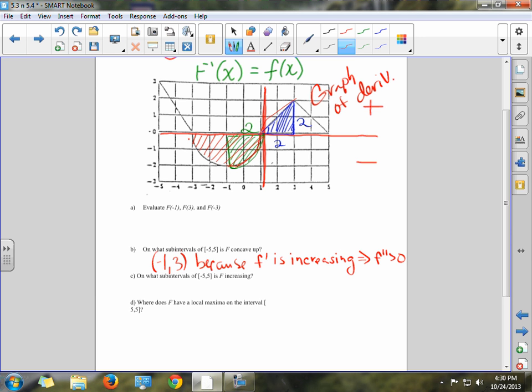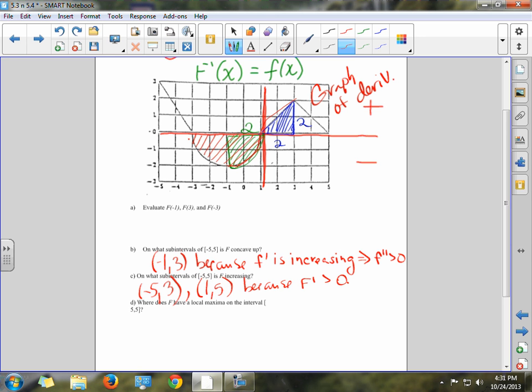Well, if I'm looking at the derivative of capital F, then this means that it's going to be increasing where the derivative is positive. So it's positive from -5 to 3, and it's also positive from 1 to 5. And this is because f prime is greater than 0.